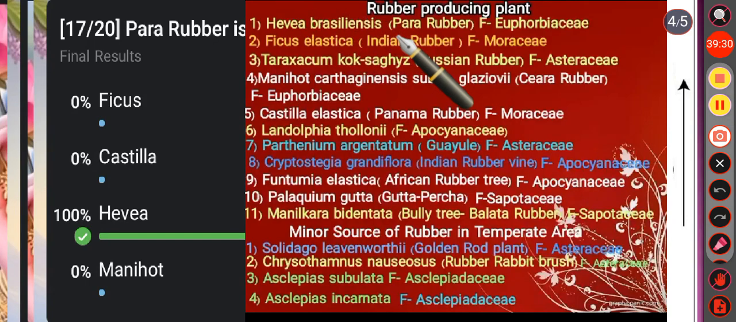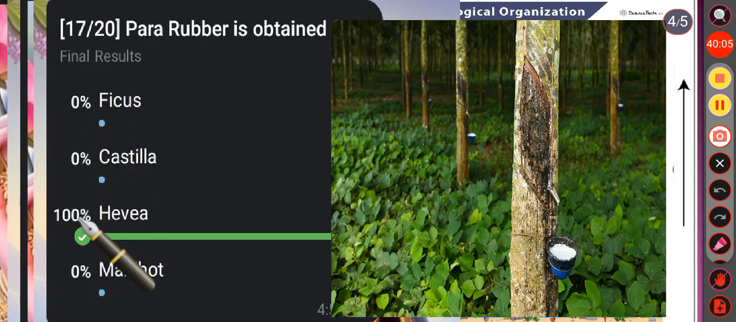So here in this slide, these are some common rubber producing plants with their family. For example, Hevea brasiliensis, also called para rubber. That means the para rubber is obtained from the Hevea brasiliensis plant. It belongs to the family Euphorbiaceae. Like that, the Indian rubber plant, that is Ficus elastica, the family is Moraceae. Okay, so these are some common rubber producing plants. So here the correct answer is option C, that is Hevea, which is called para rubber.